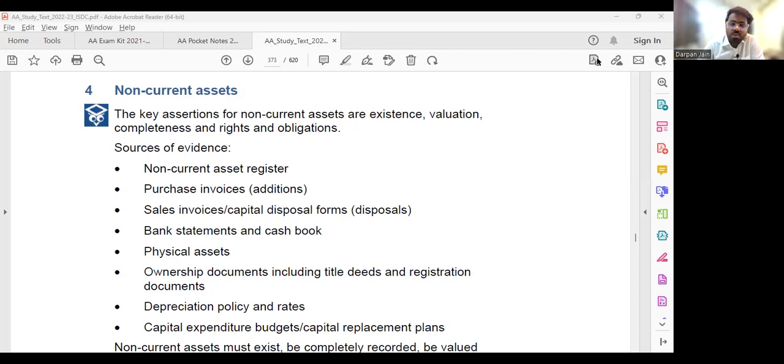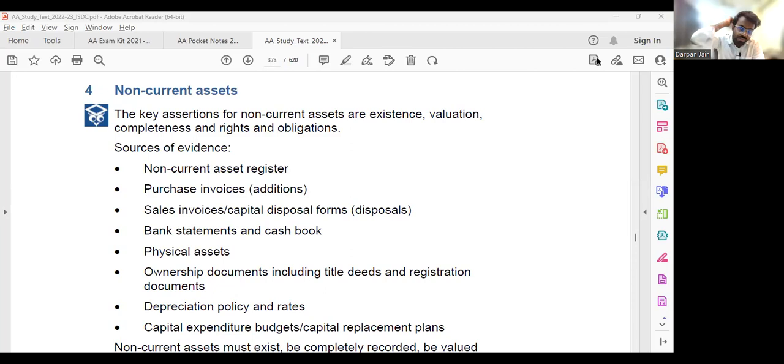So if a company is showing a motor vehicle in their books of accounts and their fixed assets, you can check the RC of that motor vehicle to see whether it is in the name of the company or not. The registration certificate should be in the name of the company. Then only the company can show that particular motor vehicle as their fixed asset. Okay. So ownership documents, depreciation policy, and capital expenditure budgets can be the different sources of evidence for you.